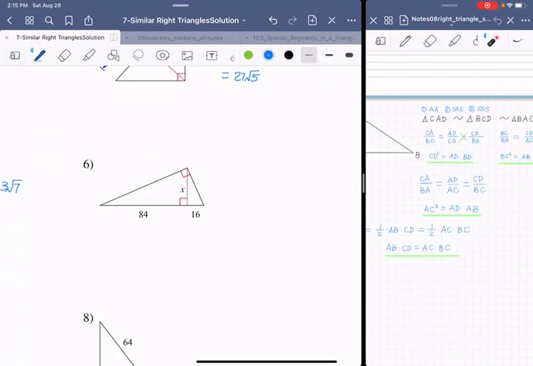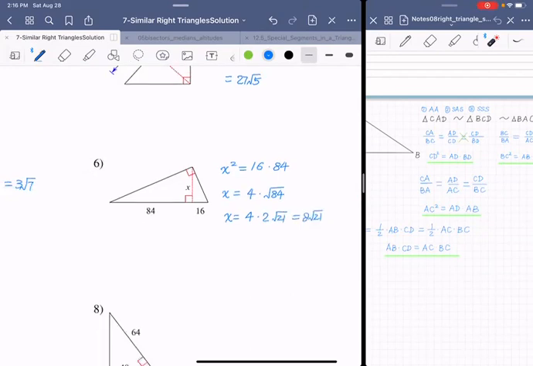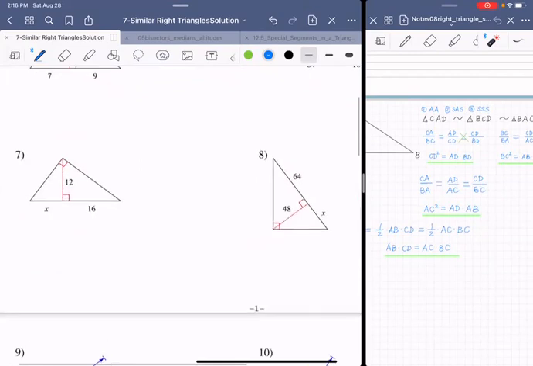X squared equals 16 times 84. Okay, and that's 4 times... 84 can be simplified to what? 21 and 4. Yes. So 8 times the square root of 21. There you go. Thank you. Very good.